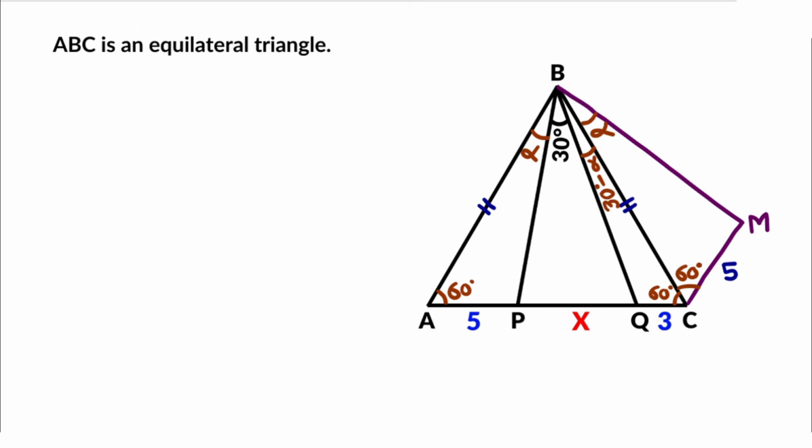Now, focus on point C. Inside the original triangle, angle QCB is 60 degrees. The rotated triangle contributes another 60-degree angle, angle BCM. So angle QCM is exactly 120 degrees. Let's connect points Q and M.